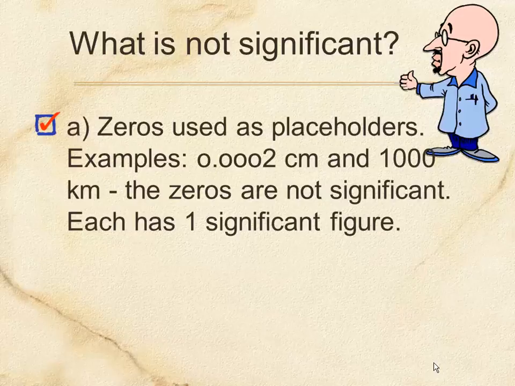What is not significant? Zeros that are used as placeholders are not significant. So for example, 0.0002 is only one significant figure because the zeros are before the value 2. 1,000 has 3 numbers after the 1, but no decimal spot, so it only has one significant figure.